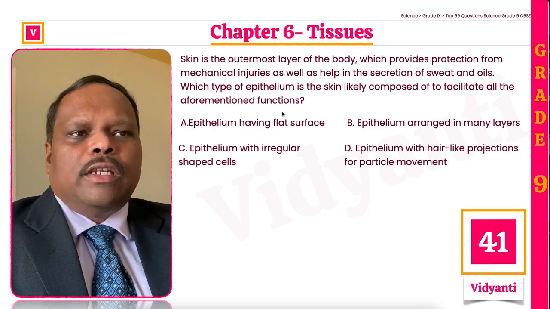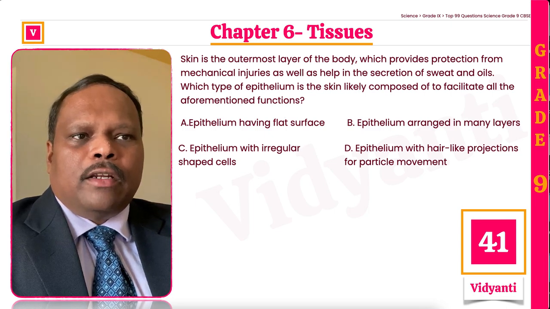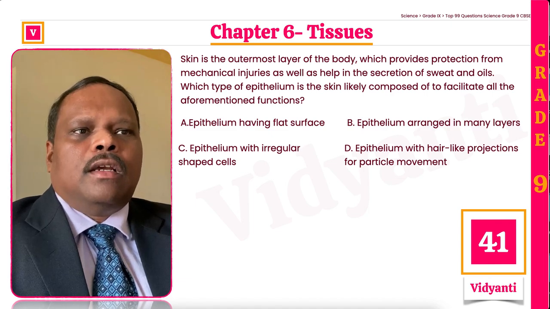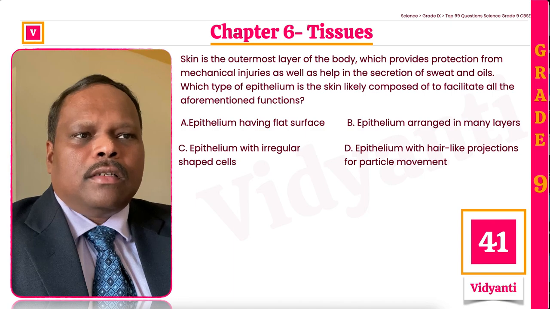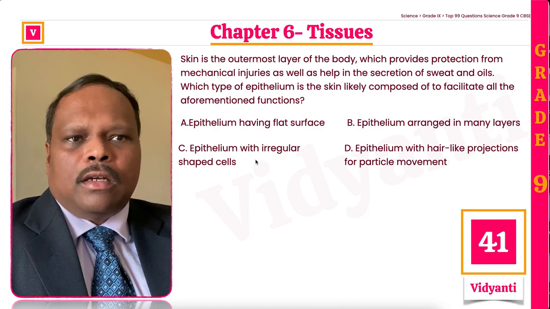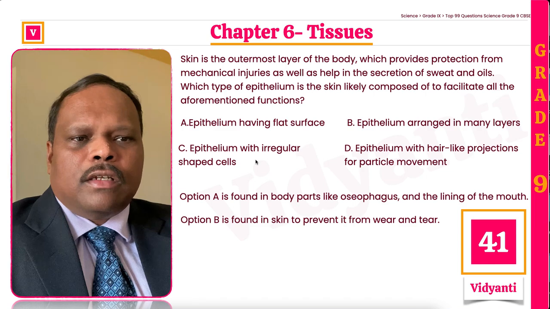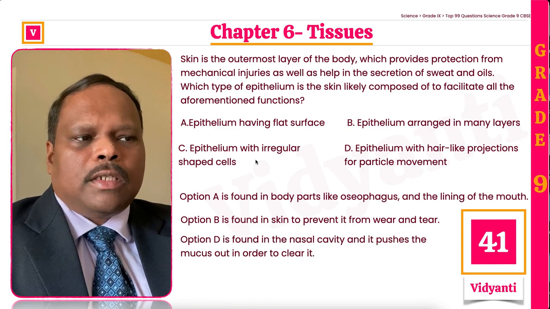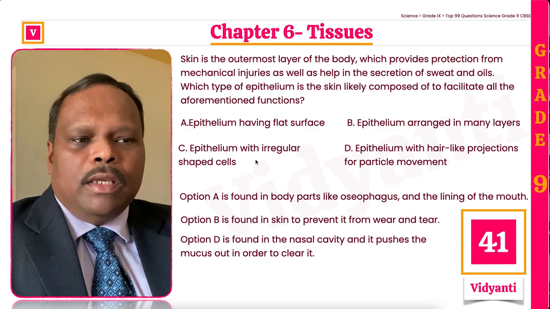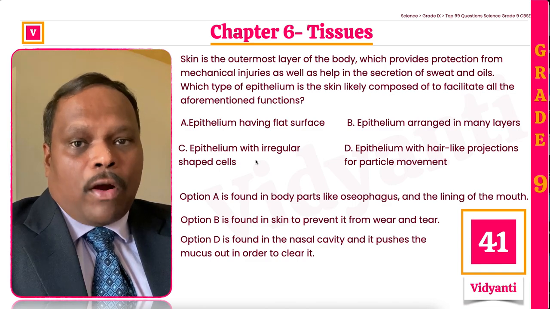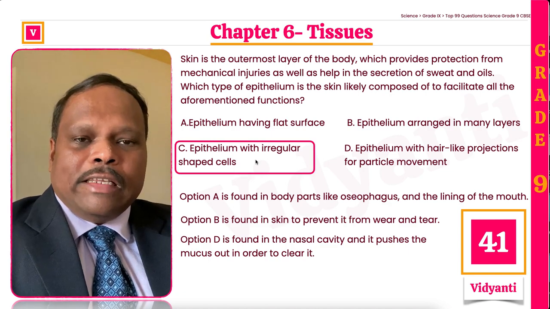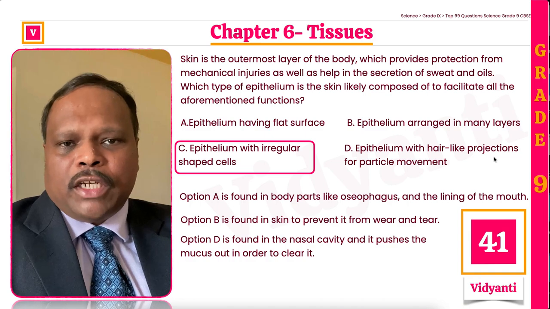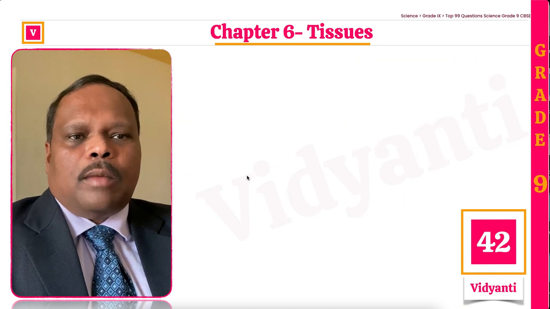Skin is the outermost layer of the body, which provides protection from mechanical injuries as well as helps in secretion of sweat and oils. Which epithelium is the skin likely composed of to facilitate all the aforementioned functions? Option A is found in body parts such as the lining of the mouth. Option B is found in skin, but that is responsible for wear and tear. Option D is found in the nasal cavity, which has hair-like projections. So the correct option will be option C.